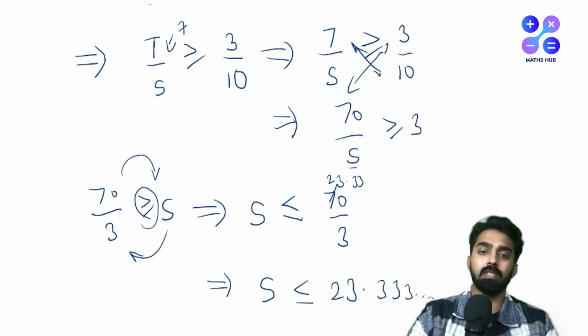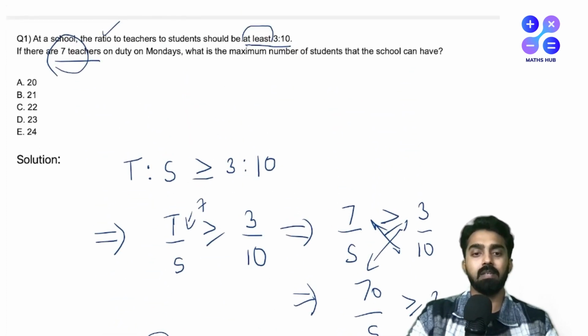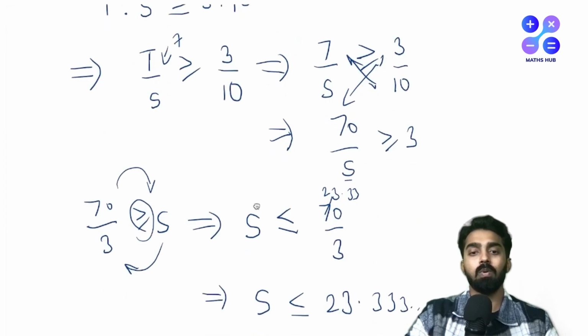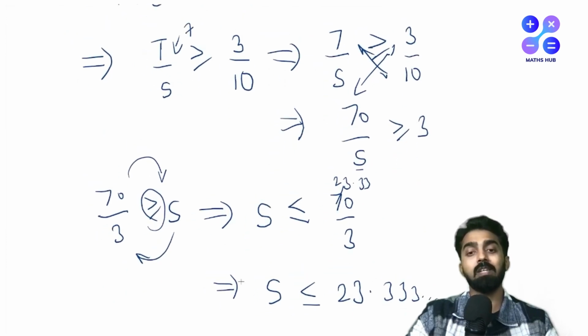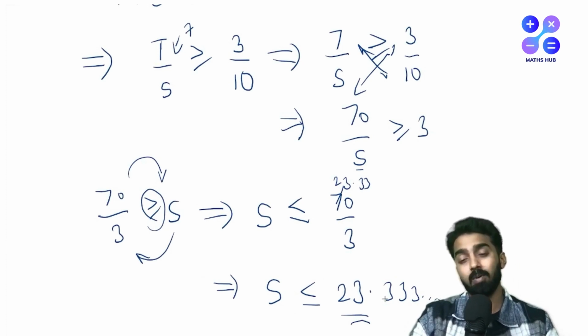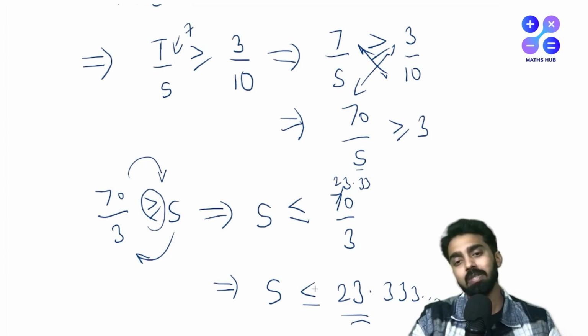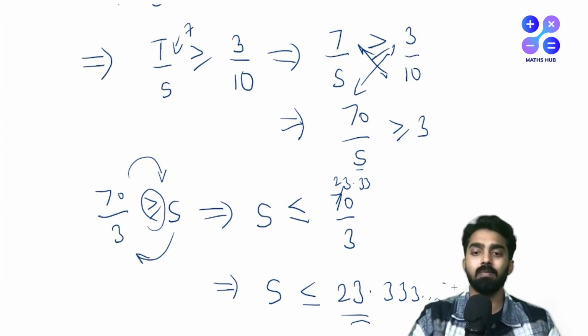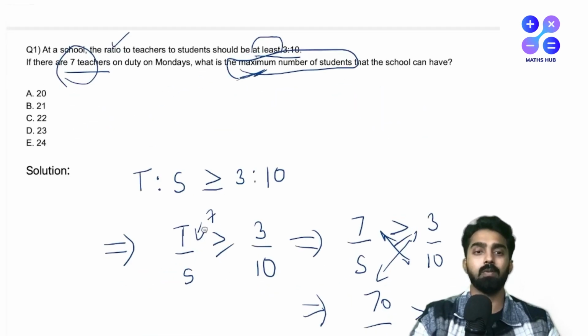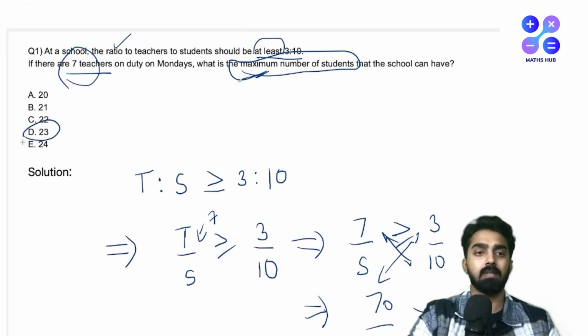So what is the question asking us? The question is asking us, what is the maximum number of students that this school can have? Maximum number. So s has to be less than 23.3. What is the maximum number that you could have? It can't be 23.3 because students need to be a whole number. So the maximum integer that's less than 23.3 is 23, right? If you go and check back the options, you would have 23, which is option D. That's your answer. Great. Let's go to the next question.